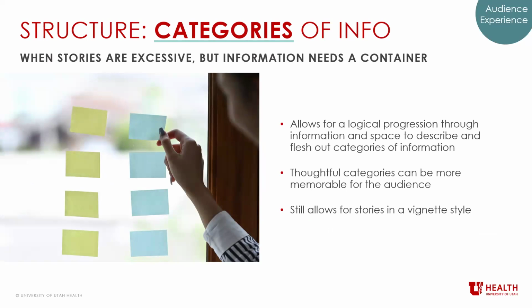Another structure, and you'll notice that this is the one that I'm using today, is that of categories of information. Sometimes stories might feel a bit excessive, like if you're presenting to peers and other academic audience, stories might not be the way that they're going to necessarily connect with your information. And so just moving through some sensible categories of data can be a way to present to them. Again, you'll notice that I've got three simple categories of organize yourself, organize the audience experience, and organize your tools. This allows for a logical progression through information and space for you to describe and flesh out those categories. And it can be a little more memorable for your audience while still allowing you to tell little vignette stories to support some of your facts.